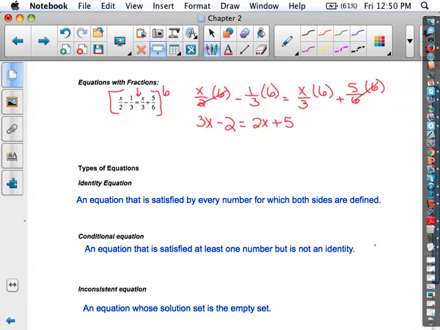So I can solve it, because it's a lot simpler at this point, by subtracting 2x from both sides, adding 2 to both sides, and I will get that x is equal to 7. And that's the solution. If I substitute 7, that would make that fractional equation true.